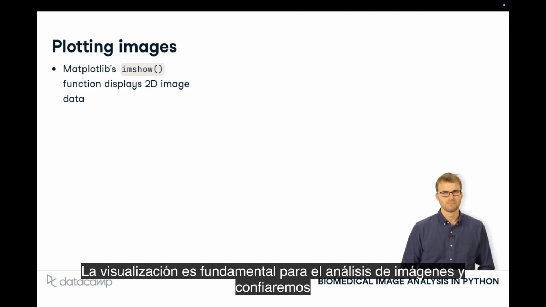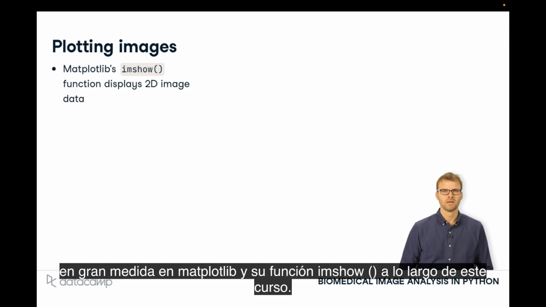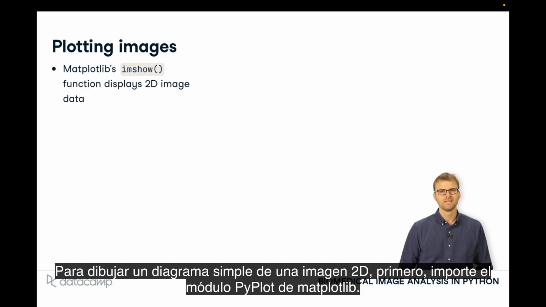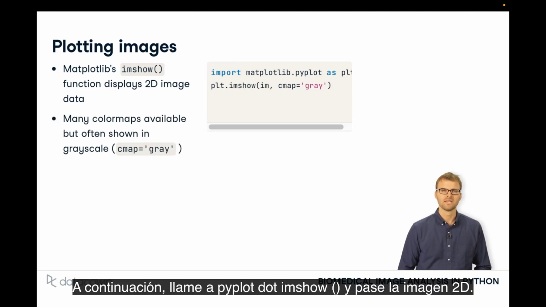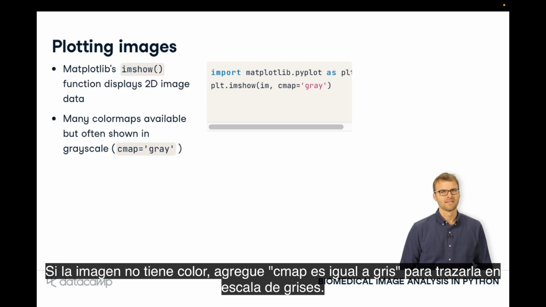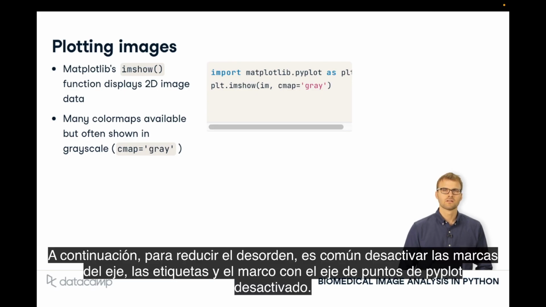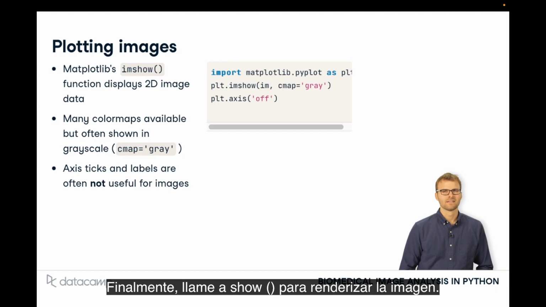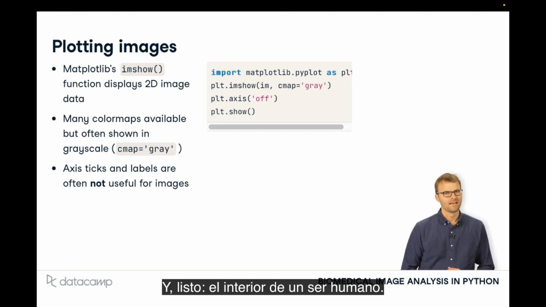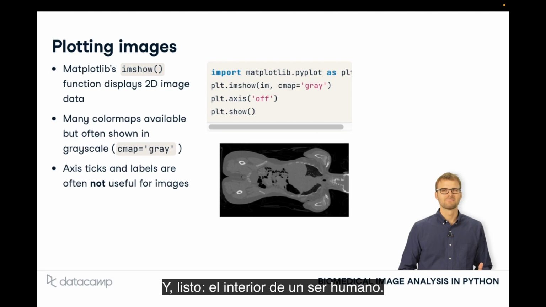Visualization is fundamental to image analysis, and we'll rely heavily on Matplotlib and its imshow function throughout this course. To draw a simple plot of a 2D image, first, import the pyplot module from Matplotlib. Next, call pyplot.imshow and pass in the 2D image. If the image does not have color, add cmap equals gray to plot it in grayscale. Next, to reduce clutter, it's common to turn off the axis, ticks, labels, and frame with pyplot.axis off. Finally, call show to render the image. And voila, the inside of a human being.